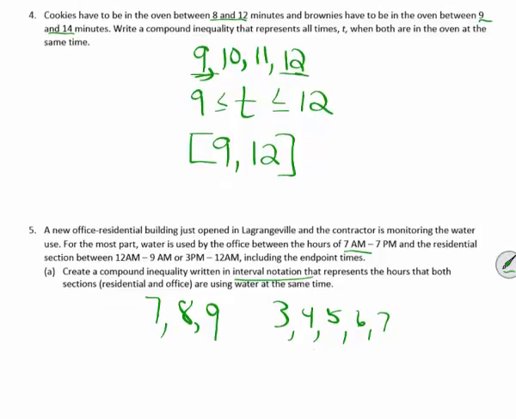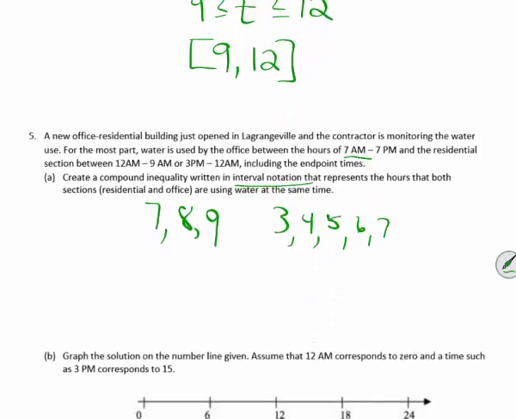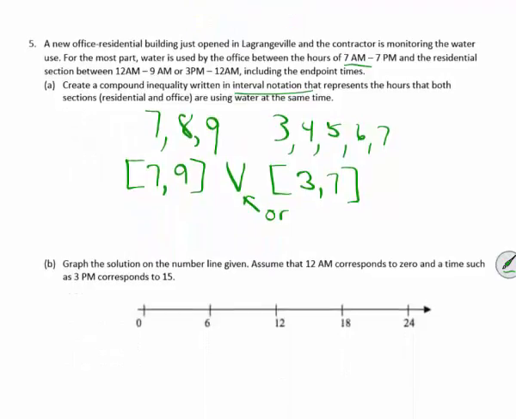So we're going to have 2 inequalities, right? They wanted an interval notation. So I'm going from 7 to 9, and then I'm going from 3 to 7, right? And we're going to put the or symbol, right? That means or. We've seen that before a couple times. Right, graph the solution on the number line. Assume that 12 a.m. corresponds to 0, and a time such as 3 p.m. corresponds to 15, which means they're really kind of doing a military clock, a 24-hour clock.